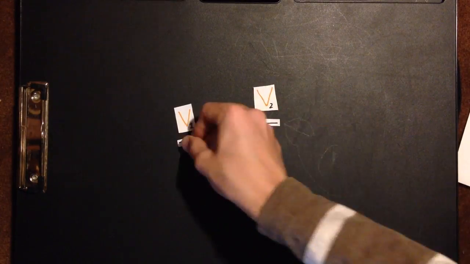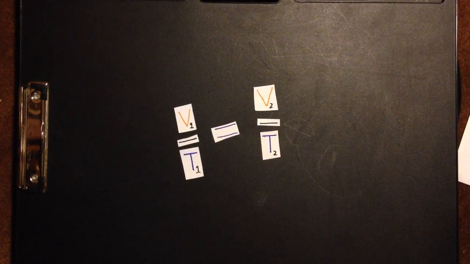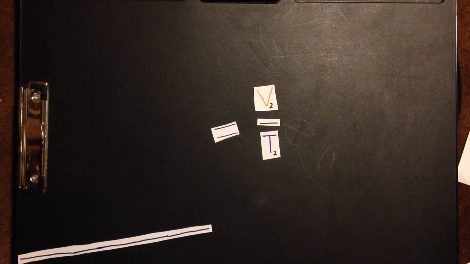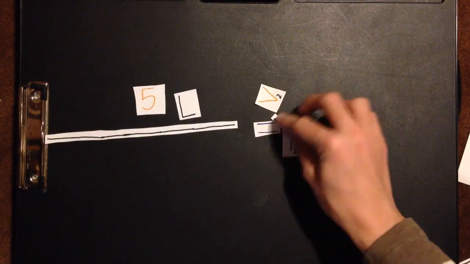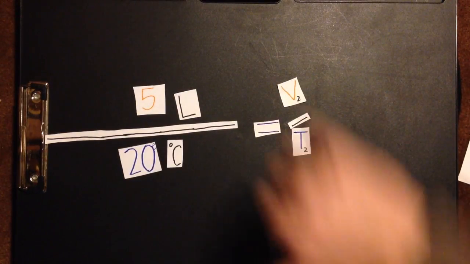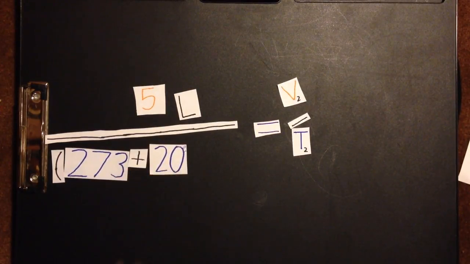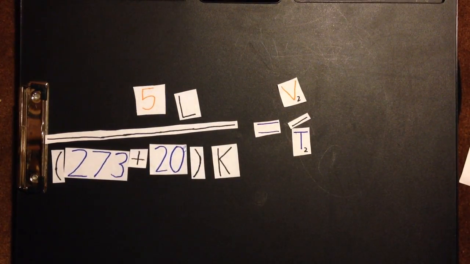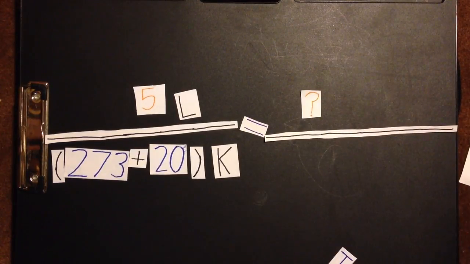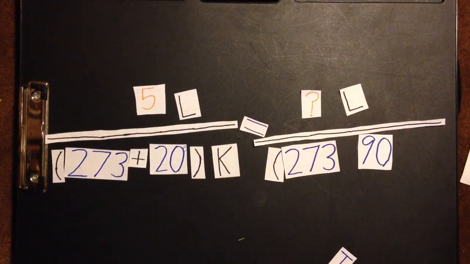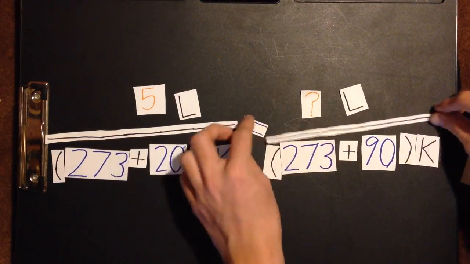Since V over T always equals a constant, then V1 over T1 must equal V2 over T2, since they both equal the same constant. Now we can just plug in the values from our knowns and unknowns table. We know that V1 is 5 liters, and we know that T1 is 20 Celsius? No. We have to change it to Kelvin. We do this by just adding 273. Now we can do the same thing on the other side: question mark liters, and 90 plus 273 Kelvin.